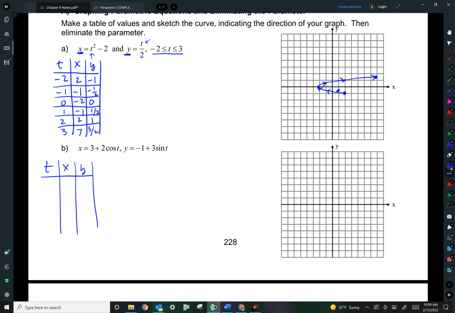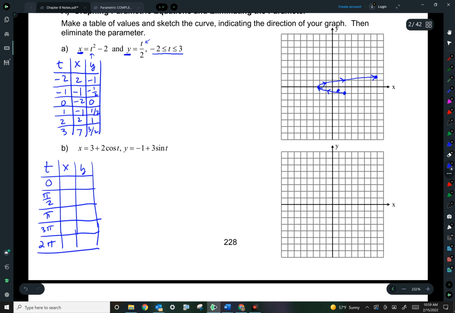But I don't want to do all of my angles. I'll do it at 0, pi over 2, pi, 3 pi over 2. That's good enough to give me the representation of a full circle, right? And then to 2 pi. So let's see if we can fill in. If I put in a 0 for t in the x equation, I'm going to have 3 plus 2 is 5. And if I put a 0 into the y equation, I'm going to have -1.